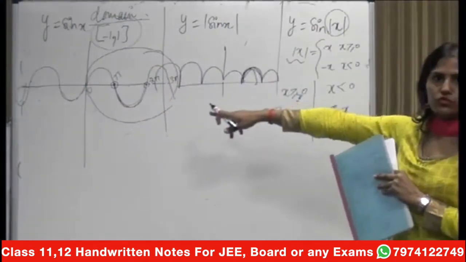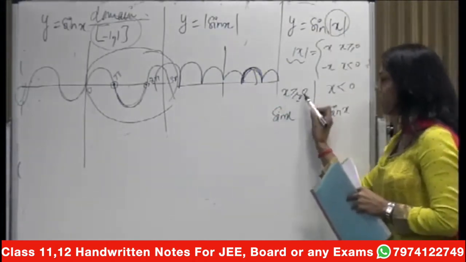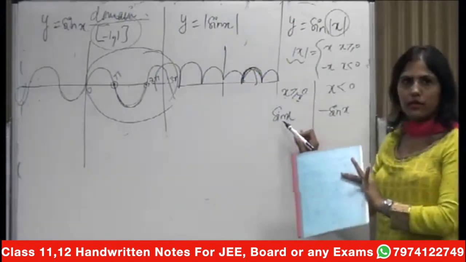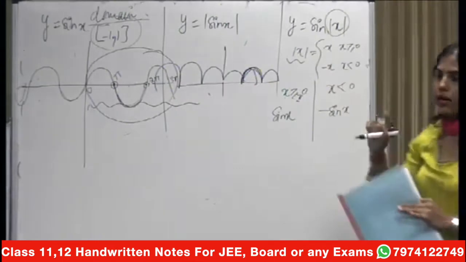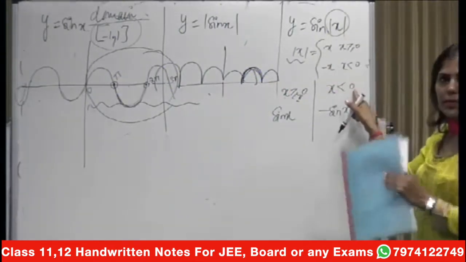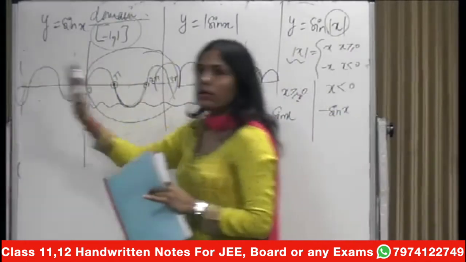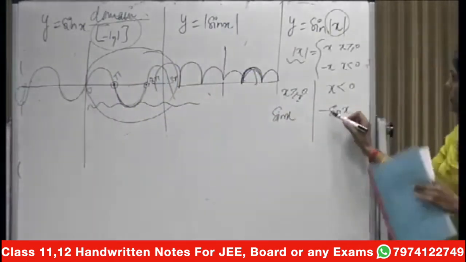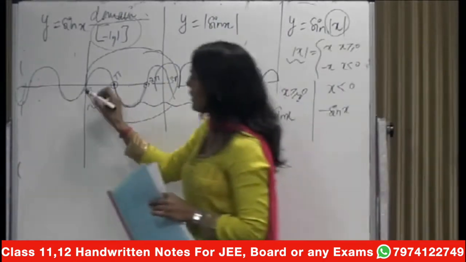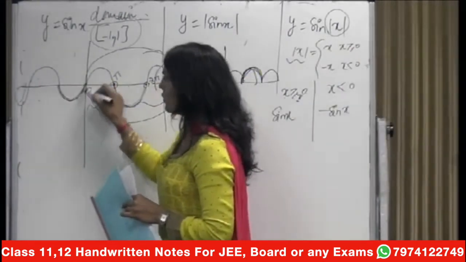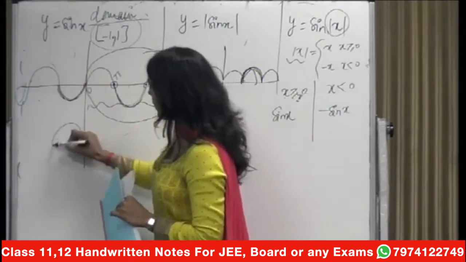There will be no change because your graph is saying that for all x greater than or equal to 0, the graph is sin x. It means here there will be no change. But when x is less than 0, it means your angle is less than 0, this side, the values are reversing. Reversing means sin x will become minus sin x. It means the change will be in this portion. This value will become this, the negative of this. This value will become this.